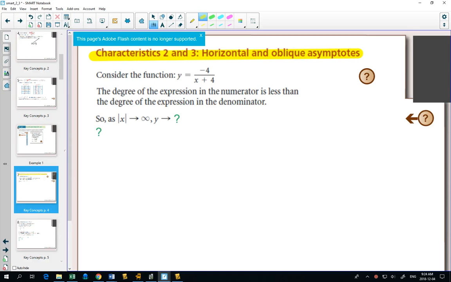Oh, this is characteristic number 2 and characteristic number 3. Characteristic number 2 we've seen already: how to find horizontal asymptotes. There will be a horizontal asymptote either when the degree is bigger on the bottom or the degrees are the same. So if we want to make a little note off to the side, just make sure I'm not writing on anything here.